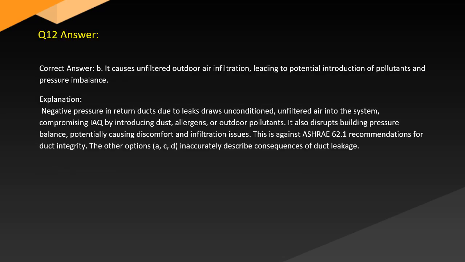Answer. Correct answer B. It causes unfiltered outdoor air infiltration, leading to potential introduction of pollutants and pressure imbalance. Explanation. Negative pressure in return ducts due to leaks draws unconditioned, unfiltered air into the system, compromising IAQ by introducing dust, allergens, or outdoor pollutants. It also disrupts building pressure balance, potentially causing discomfort and infiltration issues. This is against ASHRAE 62 recommendations for duct integrity. The other options, A, C, D, inaccurately describe consequences of duct leakage.